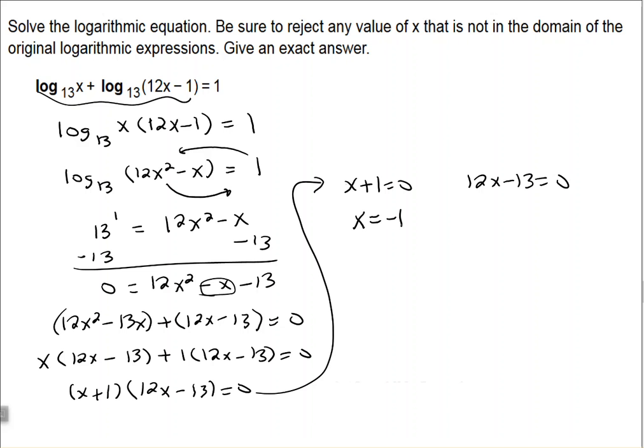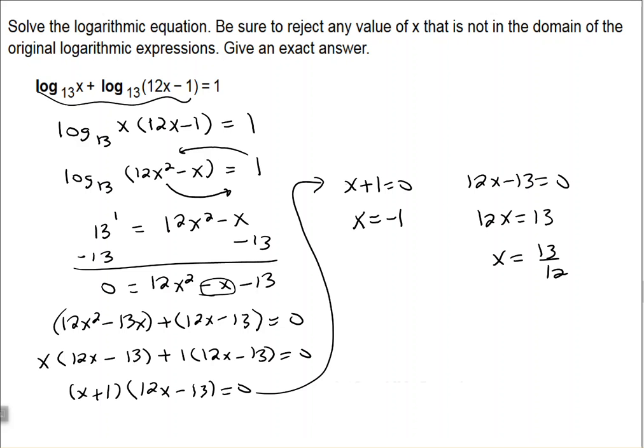Or let's solve the second equation here. Start off by adding 13 to each side, and then undoing 12 times x by dividing by 12. All right, now we have two answers. We need to look at our domain.